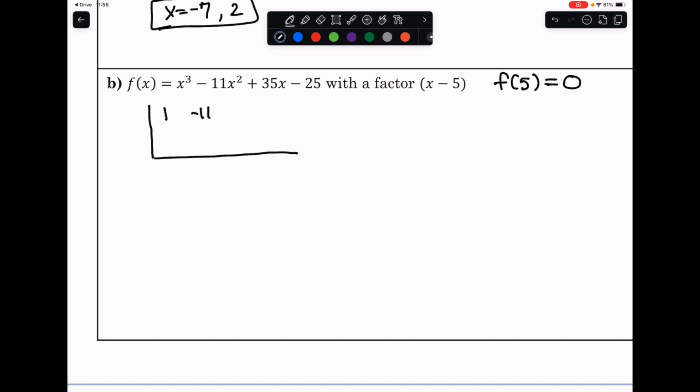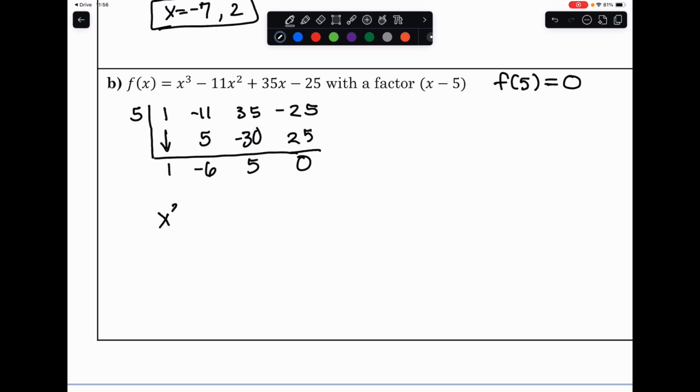1, negative 11, 35, and negative 25. And we're going to write in 5, again, this value right here, because this is the number that makes it equal to 0, so that's the number that goes out here on synthetic division. So we're going to bring down the 1, multiply, add, multiply, add, multiply, and add, and we see that the remainder is 0.